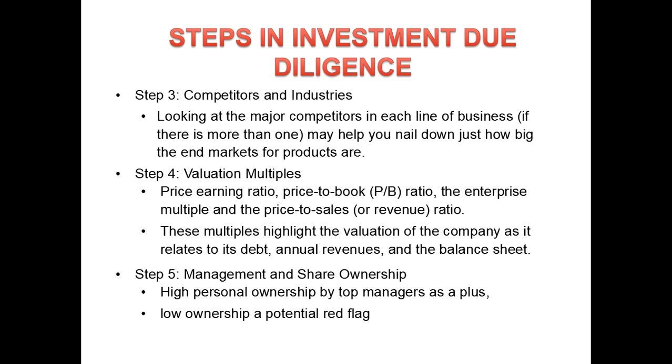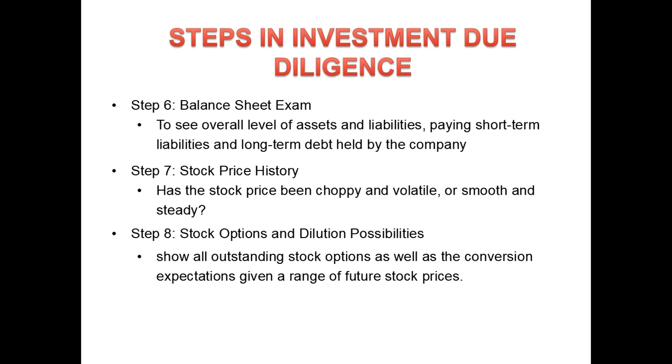The next step is to look at the valuation multiples. Multiples such as price earnings ratio, price to book ratio, the enterprise multiple, and the price to sales or revenue ratio. These multiples highlight the valuation of the company as it relates to its debt, annual revenues, and the balance sheet. The next step is management and share ownership. High personal ownership by top managers is a plus, and low ownership is a potential red flag.